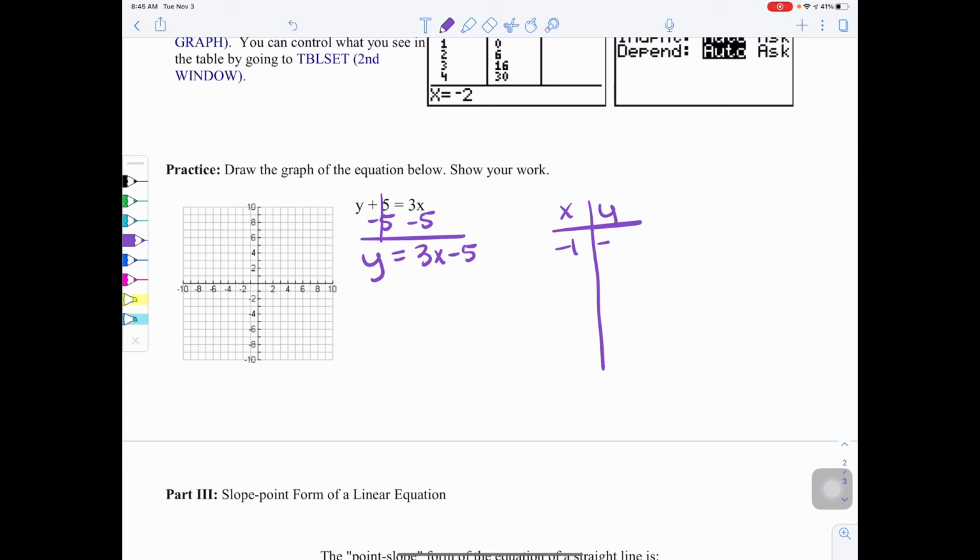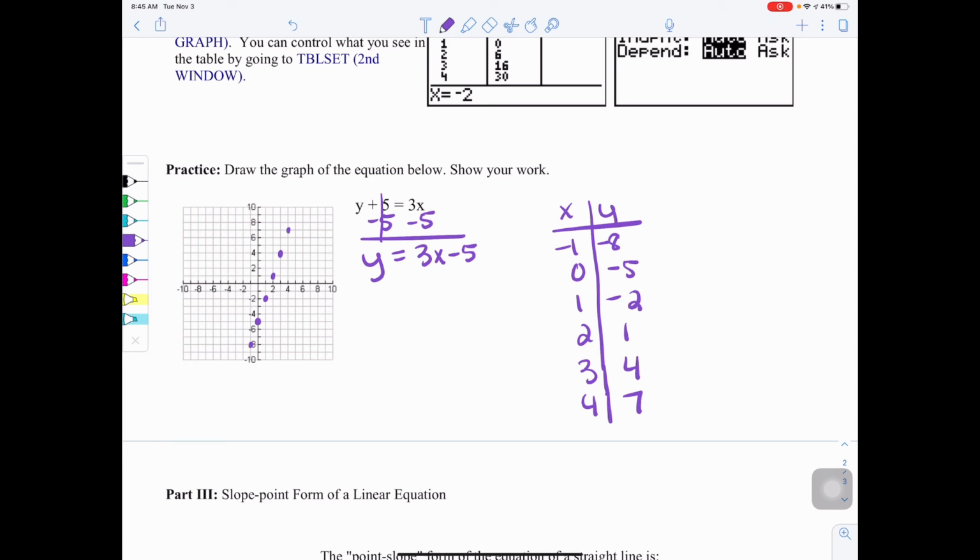So -1, -8, 0, -5, 1, -2, 2, 1, 3, 4. I also had 4 and 7. 5 points should be plenty. I did 6. So -1, -8, I'm going to plot 0, -5, 1, -2, 2, 1, 3, 4, and then 4, 7.